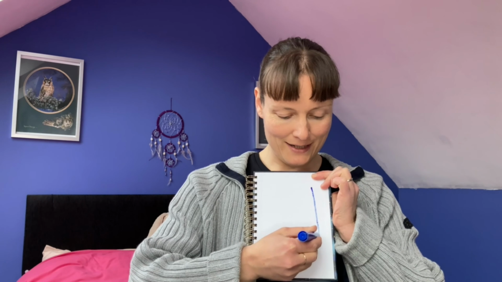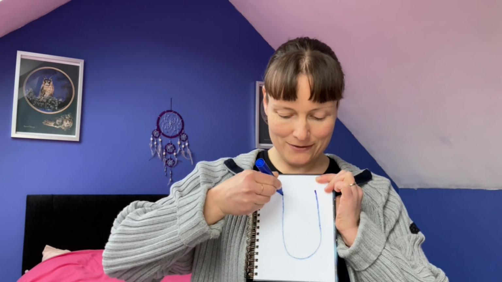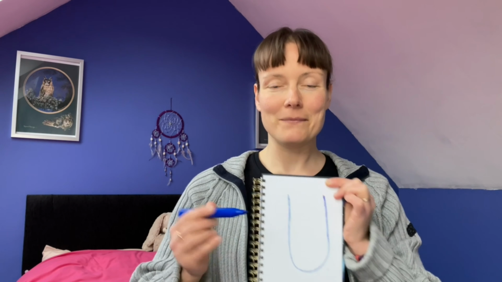U is for U-turn. A U-turn usually describes a turn when you are driving. So I'm driving my car in this direction and I turn to drive back the other way. Of course, it looks like the letter U, so it's called a U-turn.